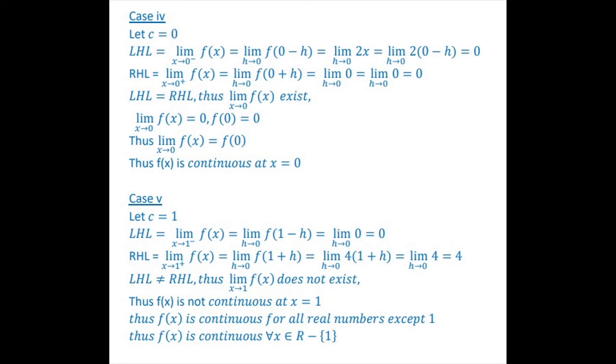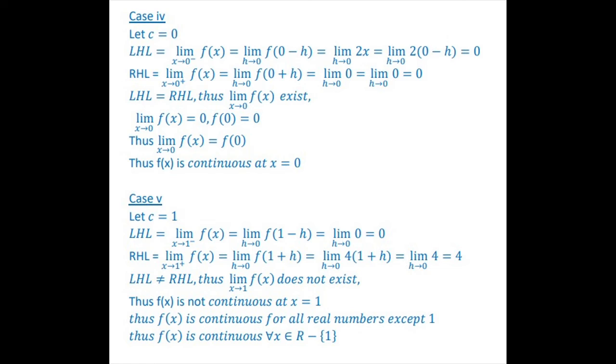For x equal to 0, we know how to find LHL and RHL. For finding LHL, we substitute in 2x and we get 0. For finding RHL, we put in 0, which gives 0 itself. So LHL equals RHL, the limit exists, and f of 0 is also 0. Thus, the function is continuous at x equal to 0.